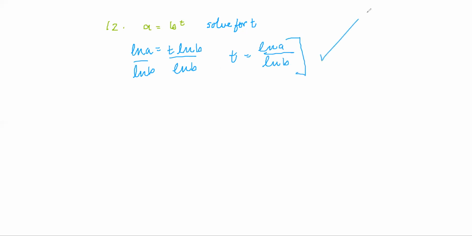Here's 12. How about you guys in the chat box walk me through how I should solve 12? Maybe so. I'm solving for t again. So, yep, I'm going to take the natural log of both sides. So I'm going to have ln A is equal to t ln B. And then I'm going to divide both sides by ln B. So t is equal to ln A divided by ln B. Exactly.